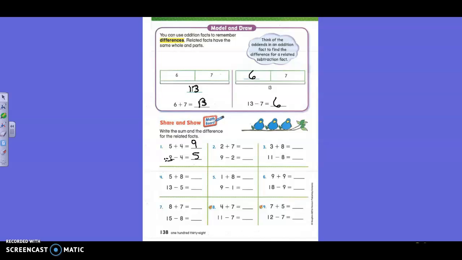I think we can do this on our own. Okay, let's do number 2 and 3 together one more time, just for a little bit of practice, and I'll let you do the rest on your own. 2 plus 7. Hudson? 9. Then 9 minus 2 should be 7. 3 plus 8, Haley. 11. So then 11 minus 8 would be? 3. All right.